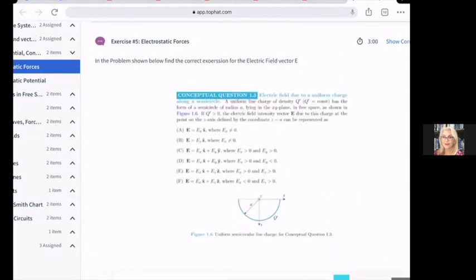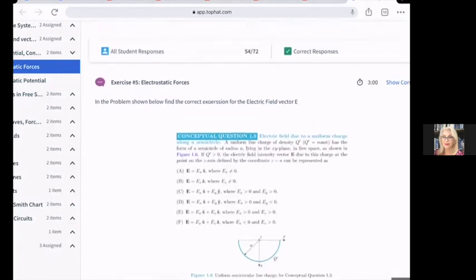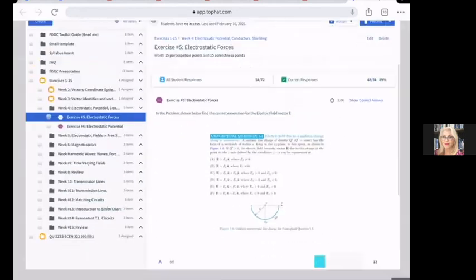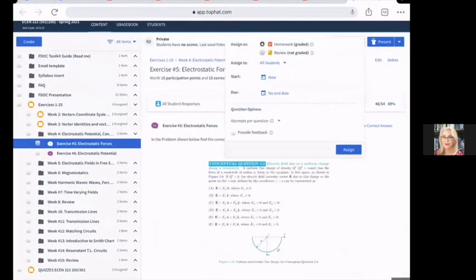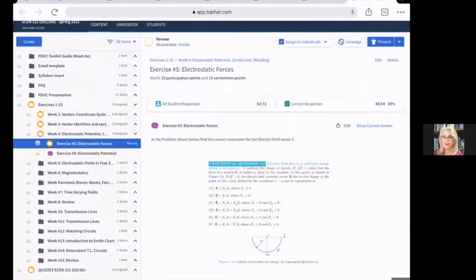I cannot see the exercise anymore in Top Hat. What was the number for this exercise? I cannot see it anymore in Top Hat. Yeah, mine is missing too. Because I unassigned it. Otherwise, I have to assign it again to be able for you to see it. Just a second. So assign as a review, all right? So you can see it.